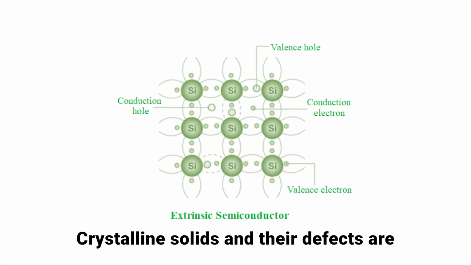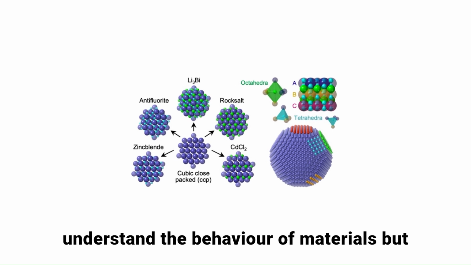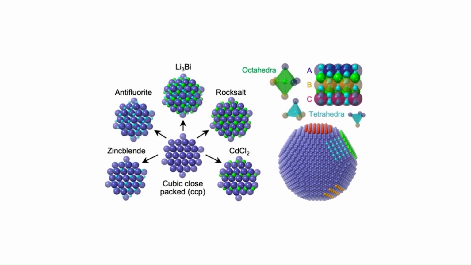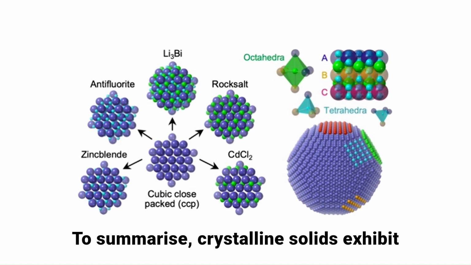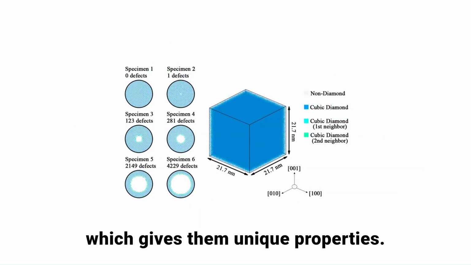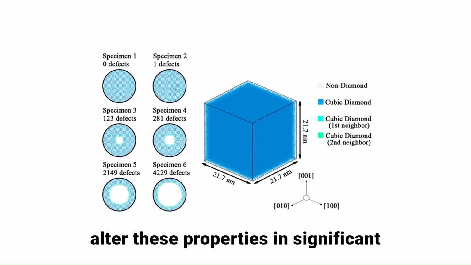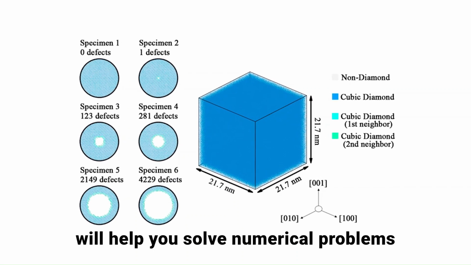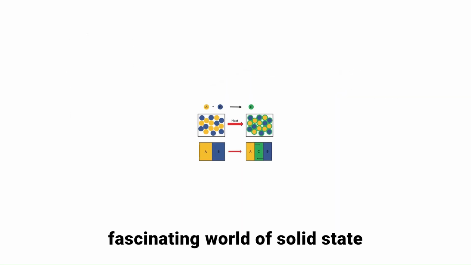Crystalline solids and their defects are essential concepts that not only help us understand the behavior of materials but also have practical applications in industries such as metallurgy, electronics, and nanotechnology. To summarize, crystalline solids exhibit a well-ordered arrangement of particles, which gives them unique properties. However, the presence of defects can alter these properties in significant ways. Understanding these concepts will help you solve numerical problems and gain a deeper insight into the fascinating world of solid-state chemistry.